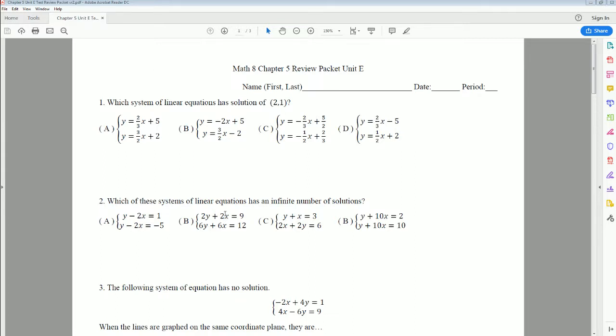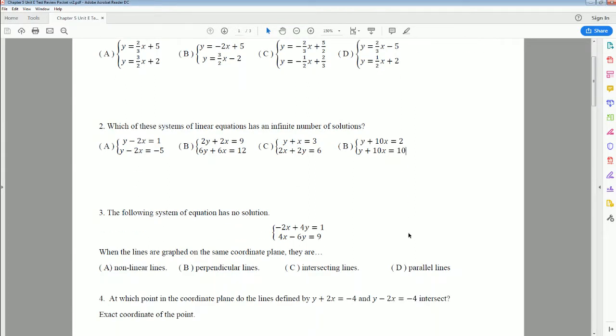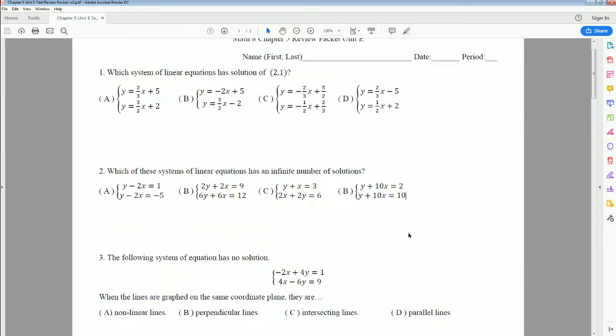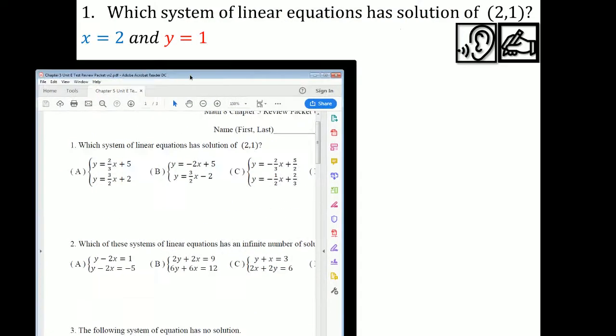Okay, here's the review sheet with the first 4 problems that we are planning to cover. So let's look at number 1. It says, which system of linear equations has the solution (2, 1)? Notice that we are already given an x value and a y value: x equals 2 and y equals 1. We get that from the ordered pair. I color coded this to help you see it much better.